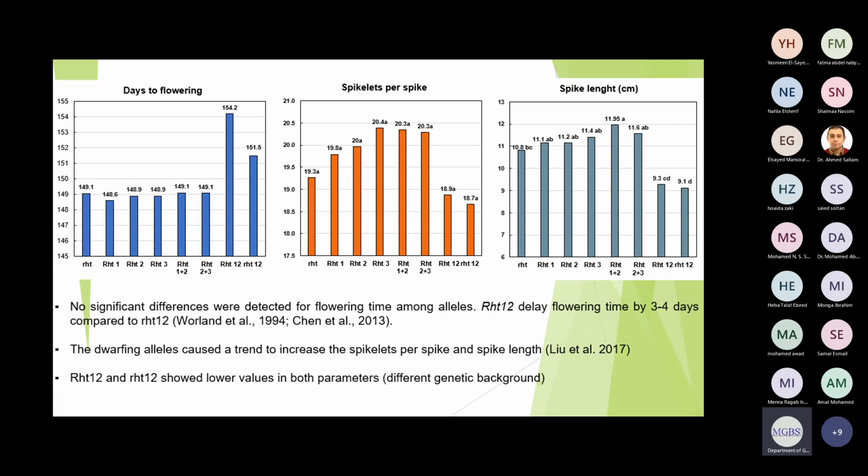Another important pollination trait is flowering date. No important differences were detected among the alleles. As an exception, RHT12, the extreme dwarf allele, delayed flowering by 3 or 4 days, and this was already documented by other authors. Also, the dwarfing alleles have a tendency to increase the spikelets per spike and also the spike length compared to the wild type. And again, these differences, low values in RHT12, could be due to the different genetic background that we evaluated.